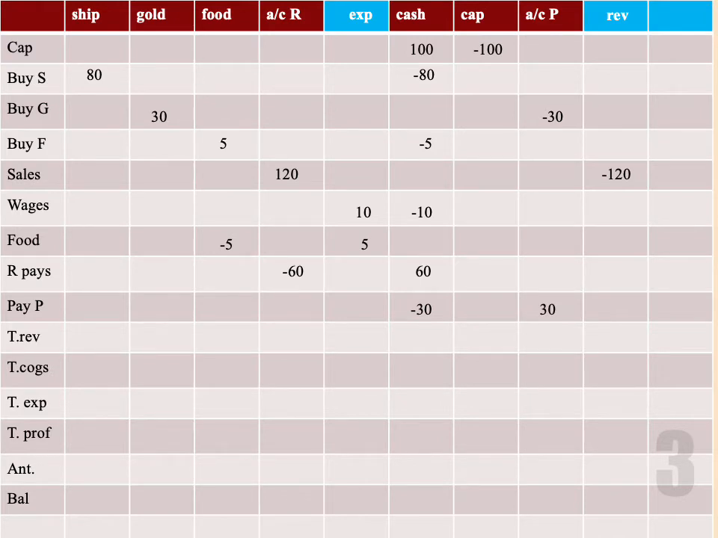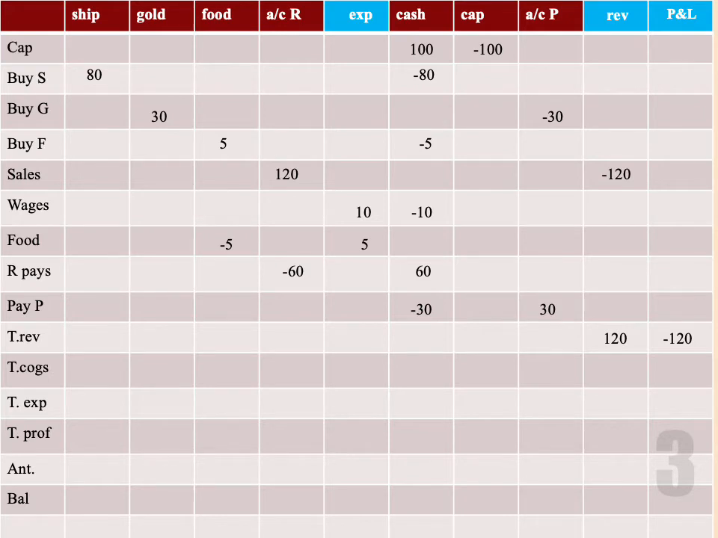Minus 30 and 30 to accounts payable. A plus number to cancel out the minus number above it. Now let's see if we've made a profit. We open a new column, profit and loss, and we transfer the revenue in. Plus 120 in revenue to cancel the minus above, and minus 120 in profit and loss.